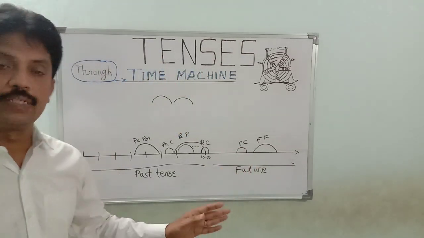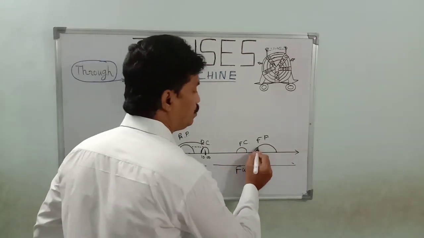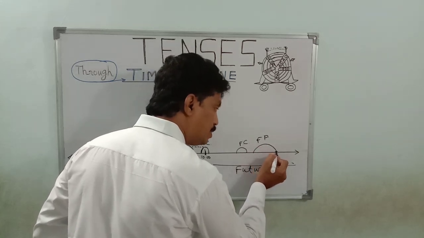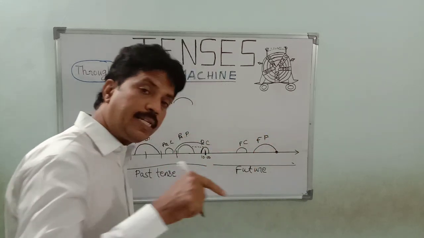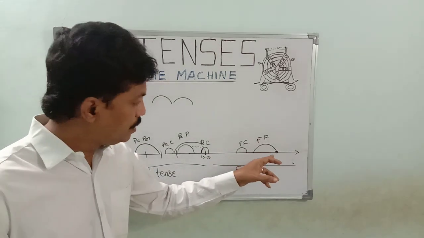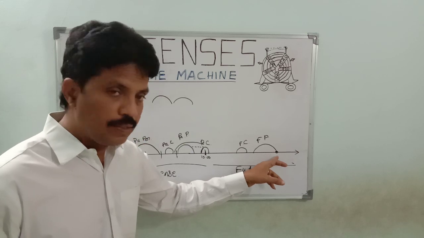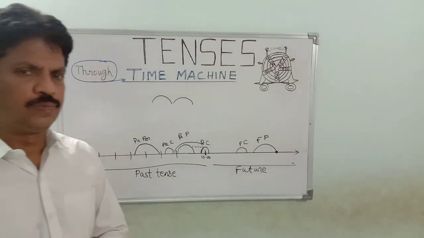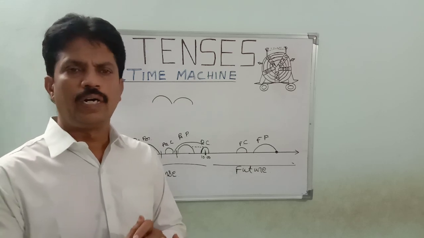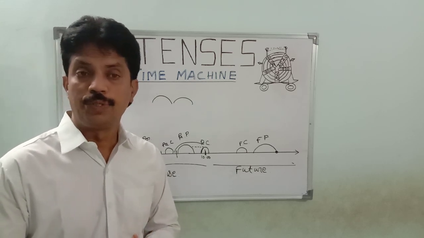So future perfect tense: something will start in future and it will end in future. The end point is getting important there. The focus is given on the end point. Will have completed. I asked my friend, tomorrow I will come at 2 o'clock, I will come to your home.